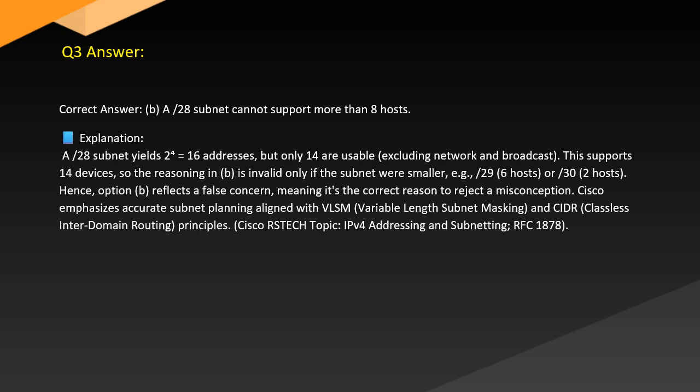Blue book explanation. A /28 subnet yields 2^4 equals 16 addresses, but only 14 are usable, excluding network and broadcast. This supports 14 devices, so the reasoning in B is invalid, and would only be valid if the subnet was smaller, e.g. /29, 6 hosts, or /30, 2 hosts. Hence, option B reflects a false concern, meaning it is the correct reason to reject as a misconception. Cisco emphasizes accurate subnet planning aligned with VLSM, variable length subnet masking, and CIDR, classless interdomain routing principles. Cisco RSTECH topic, IP addressing and subnetting.